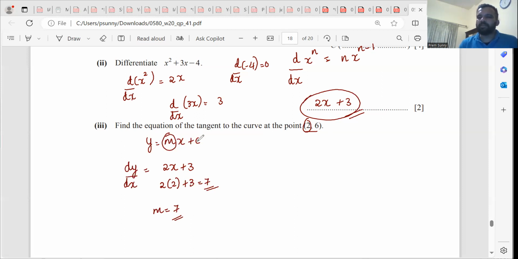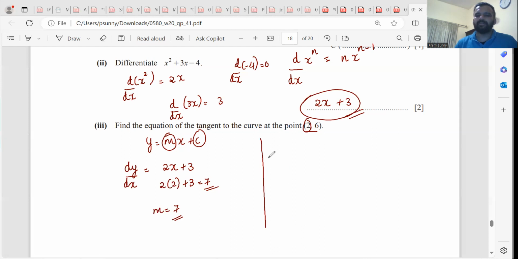In order to find the equation of a line, we need to find out only two things. That is, one, the gradient, and the other one is y-intercept, which is represented by the letter c. We found the gradient. Gradient is basically the derivative of the given function. M is the derivative of the given function, 2x plus 3. And it was given that it passes through the point 2, 6. So we substitute instead of x with 2, and we got the value for gradient as 7. Gradient should always be a number.